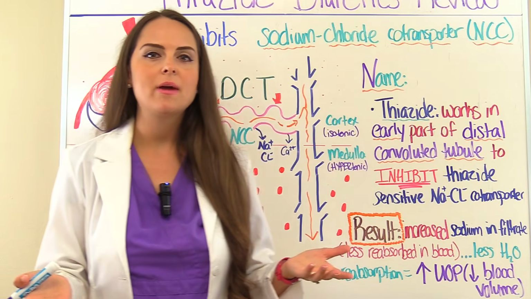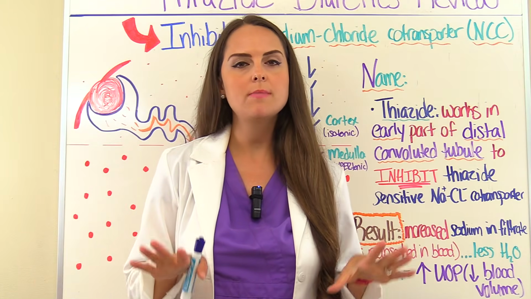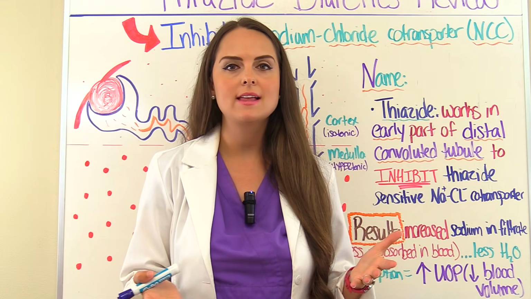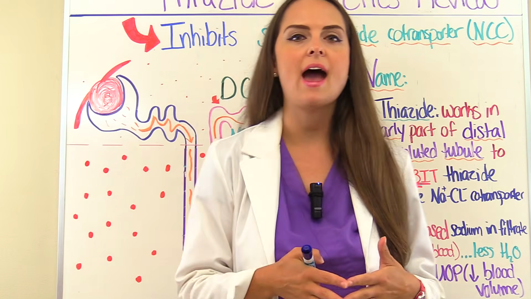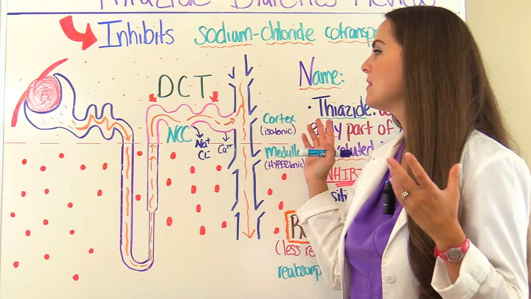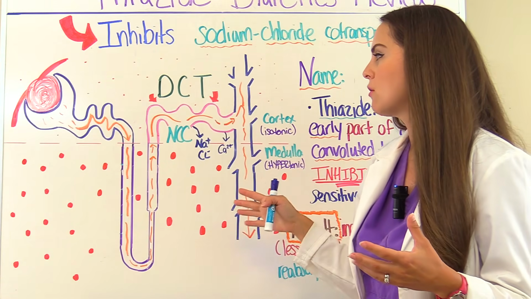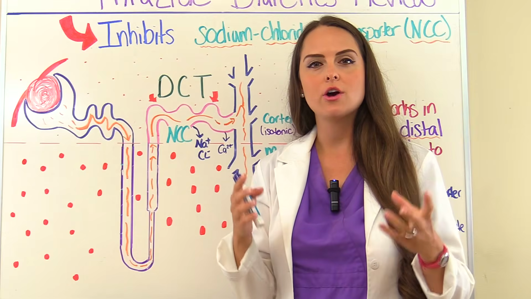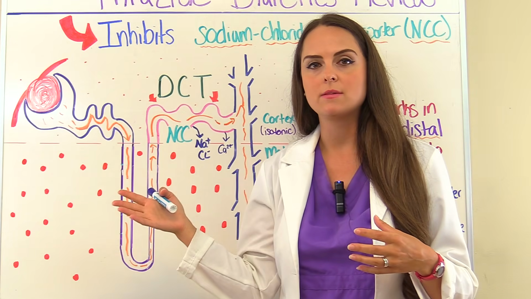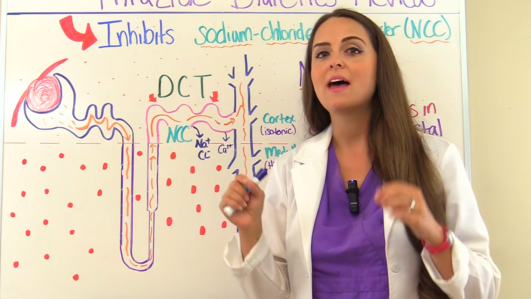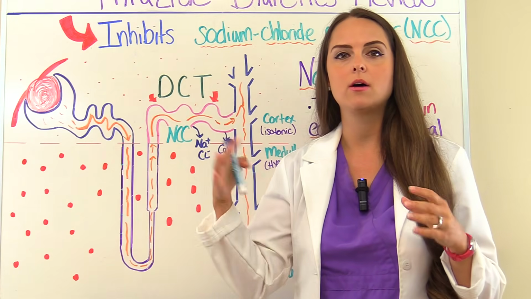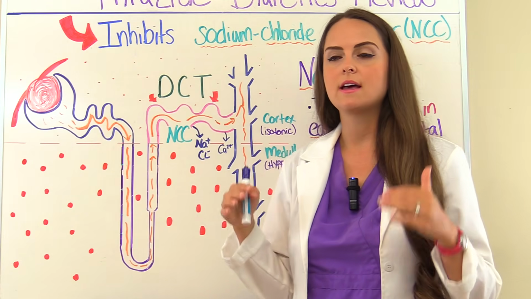Now, thiazide diuretics are not as potent or as powerful as loop diuretics like furosemide. And the reason for that is because each type of diuretic that you have is going to affect different structures within this nephron, which is going to alter how sodium is reabsorbed back into the body. Because if we keep it in the filtrate, that means water is going to stay there, and that's going to help provide that diuresis effect.